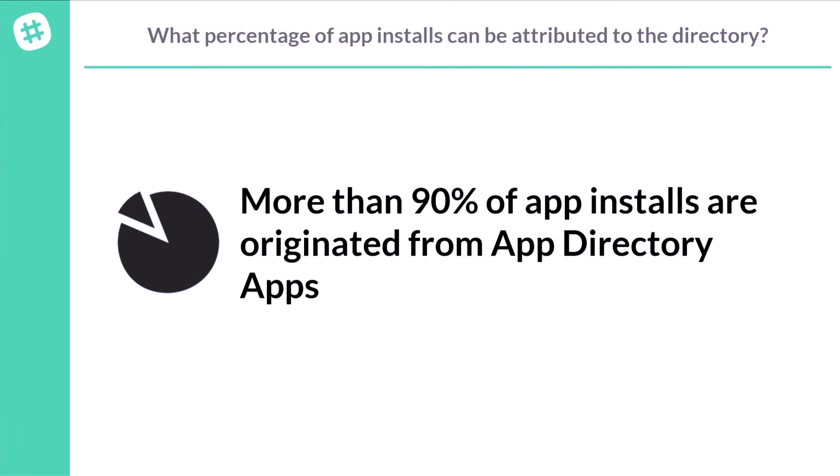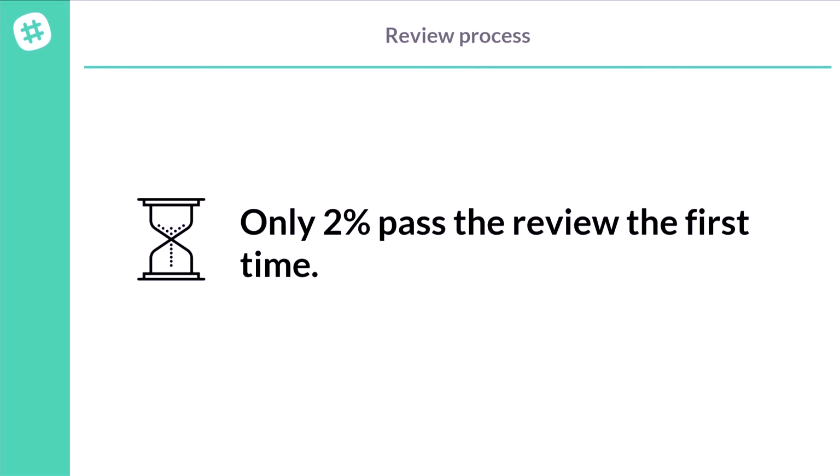An interesting thing to note, this is information that I shared with bot builders in Houston, Texas last week. 90% of the installs that we see come from the app directory. So if you're not in the app directory, you have a much lower chance to actually get installs, quality installs. But this is the downside. Only 2% of the bots that we review actually pass our first screening, which is pretty shocking, right? So 98% don't pass the first review.